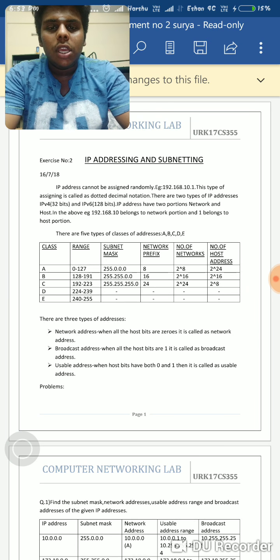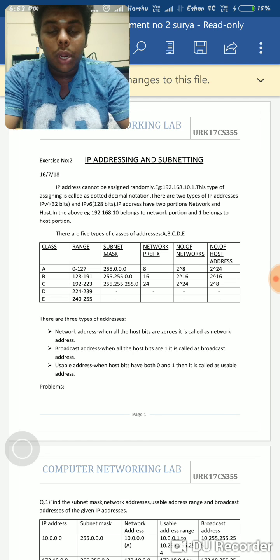IP address cannot be assigned randomly. It is written like 192.168.0.1. This type can be assigned using dotted decimal notation. There are two types of IP address: IPv4, which contains 32 bits, and IPv6, which contains 128 bits.